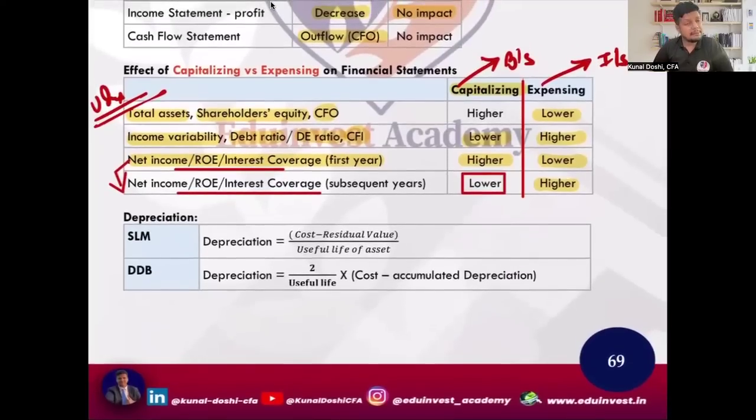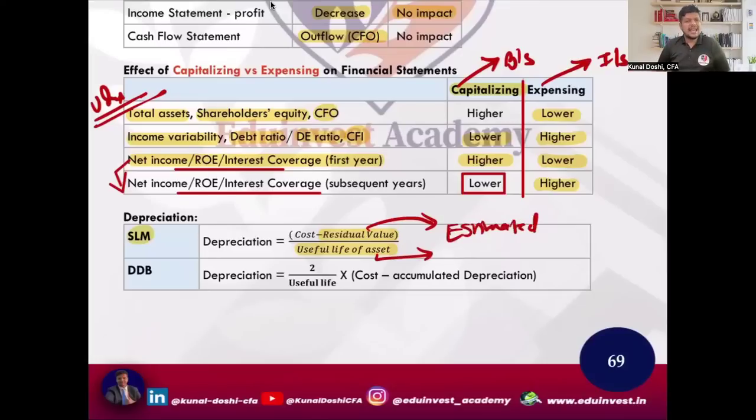Now, let us understand depreciation. First of all, there are two forms of depreciation now in your syllabus. Initially, there were three. There was something called units of production. Now you need to focus on two forms of depreciation: straight line method, SLM. Straight line is the historical cost minus the estimated residual value over the estimated useful life. Remember, residual value and useful life, you cannot guarantee right now. These both are estimated. Got it?